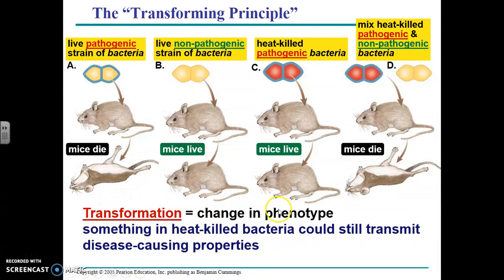When the phenotype is changed. The phenotype is what the organism looks like, what the organism can do. And what he concluded, again, is that something in the heat-killed bacteria, heat-killed S, transmitted into R the disease-causing properties. But he did not know what this transformation principle was.